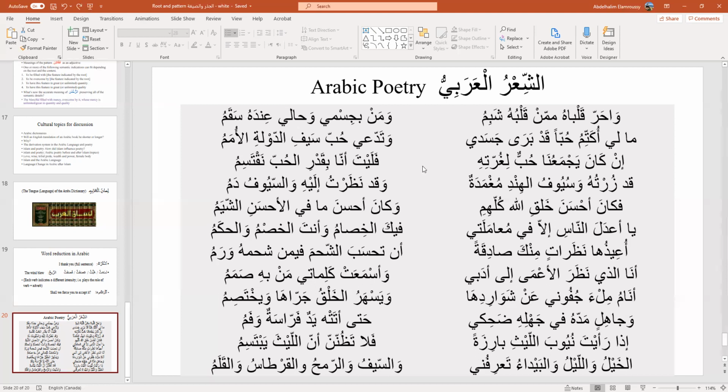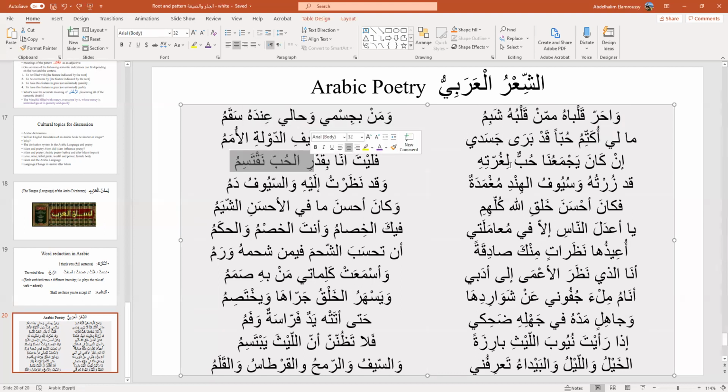Second, every half line will have exactly the same number of syllables as the other half, and as every half in the whole thing. So this half right here will have exactly the same number of syllables as this half, as this half, as this one. So every half line will have exactly the same number of syllables as every other half in the entire piece of poetry.